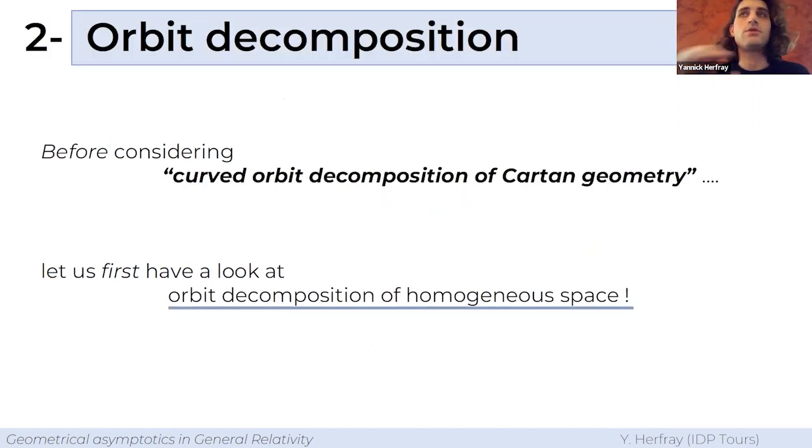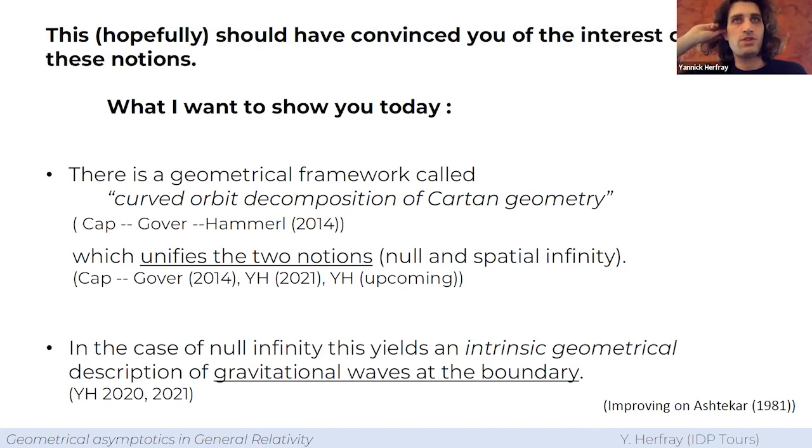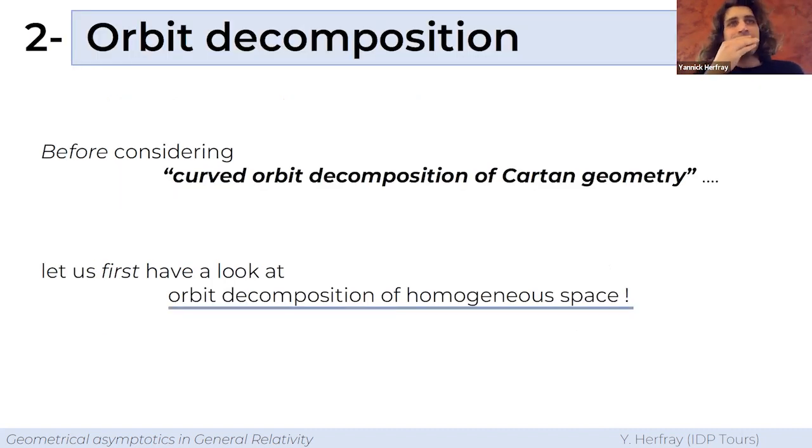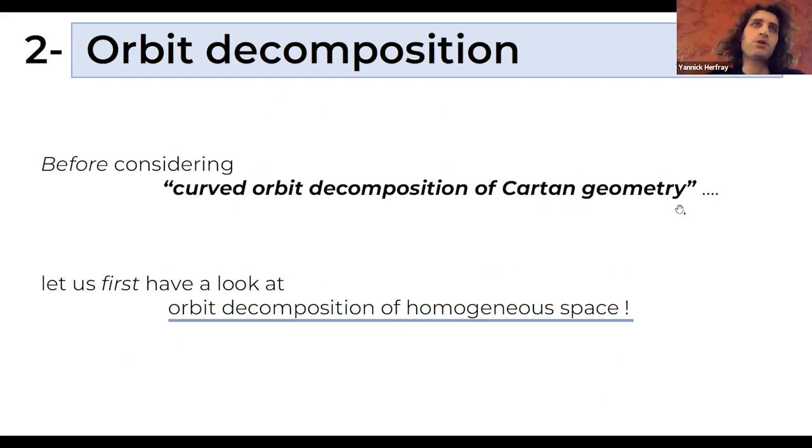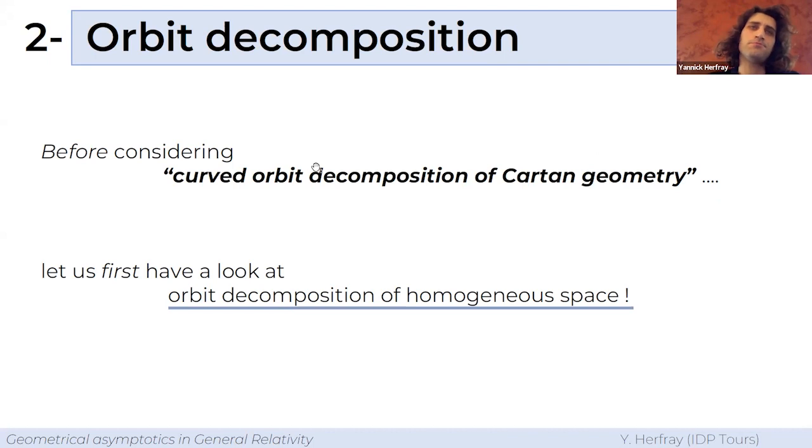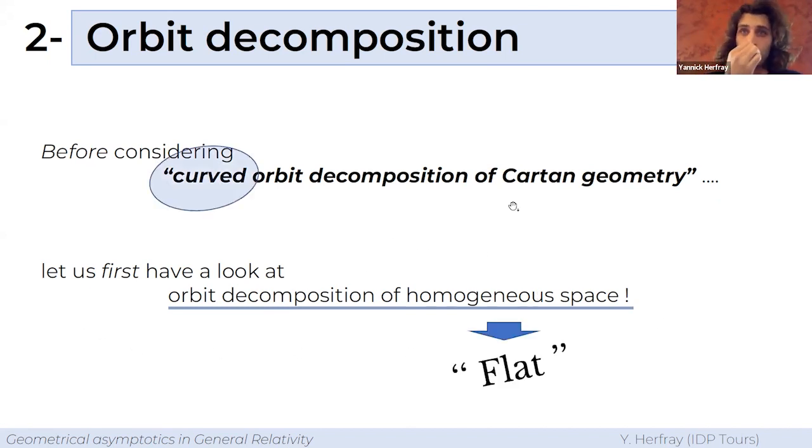Right. So let's start. So there isn't any question on this. Okay. So as I tried to convince you, there is a useful notion of curved orbit decomposition of Cartan geometry. But before going into this, it's really useful to consider the model case for all this structure. And model cases are going to be given by homogeneous cases. So you should be thinking of all that I'm going to discuss now for the next minutes as being the flat homogeneous case, the models for the type of asymptotics that we want to hear about later on.